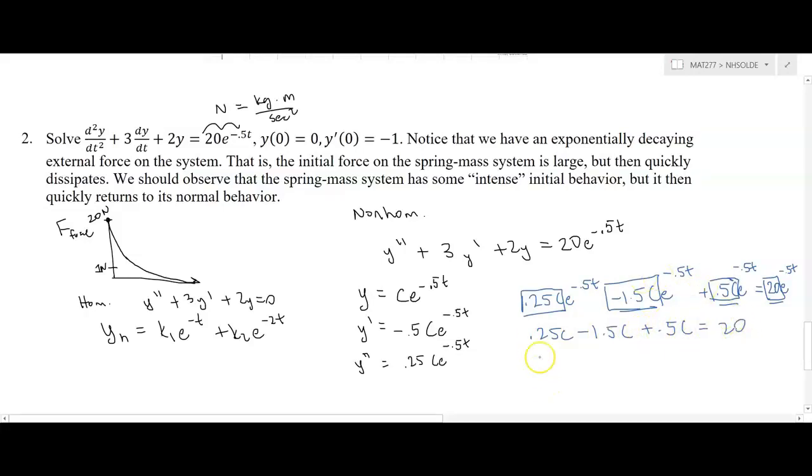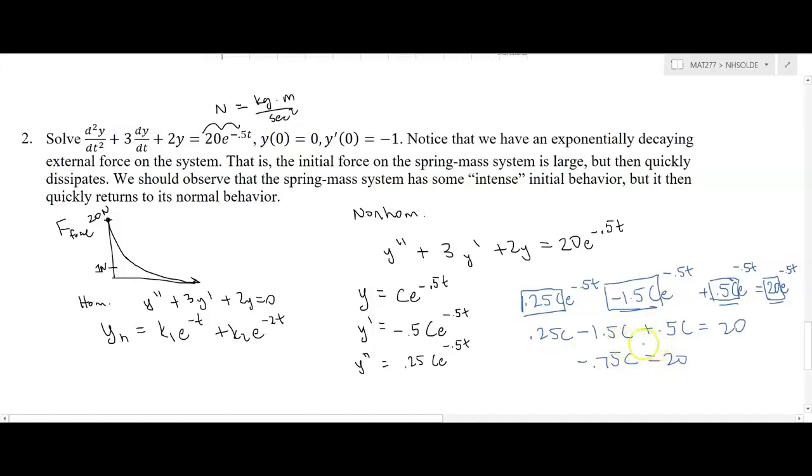And again, if you factor out e to the negative 0.5t, then you'd see that the coefficient of the sum of these will just be this expression down here. If I add these together, this will give me negative 0.75c has to equal 20.